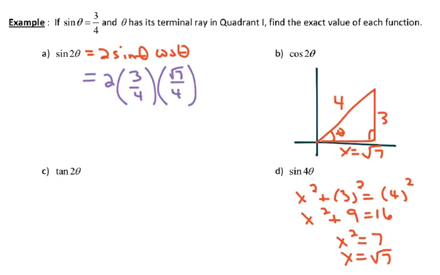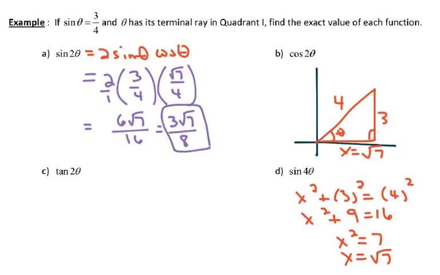Well, this is just 3 fractions being multiplied together. Remember, when you multiply fractions, you multiply straight across. So when you multiply the numerators, you get 6 square root of 7. And when you multiply the 3 denominators together, you get 16. Now this can be reduced because 6 over 16 reduces to 3 over 8. So the sine of 2 theta is going to be 3 square root of 7 over 8.